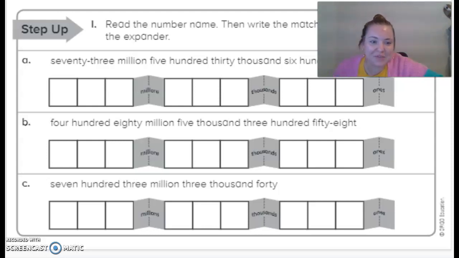Thank you so much for working on that slide. I can't wait to see how you did. So we're going to look at 1B first.